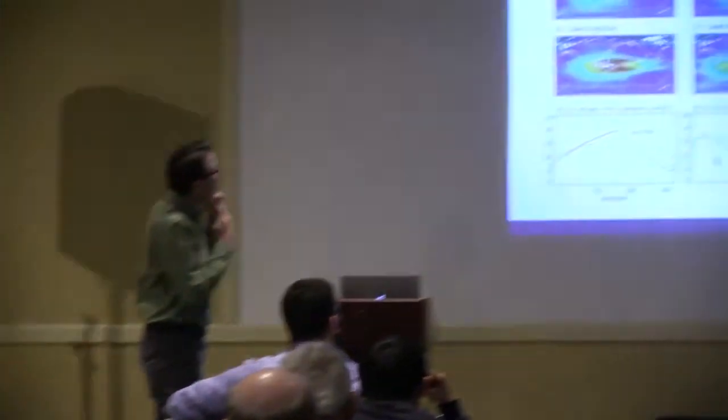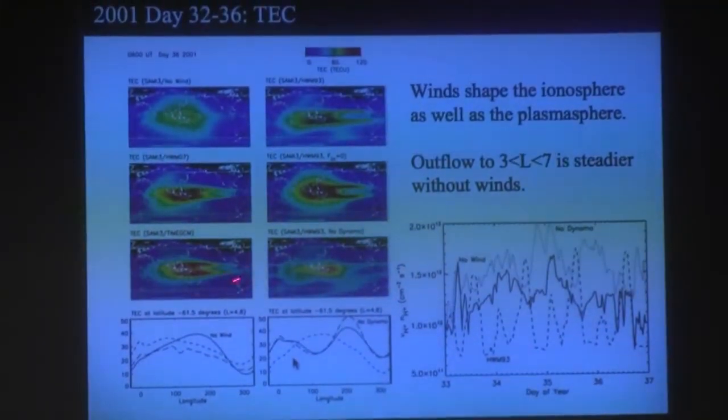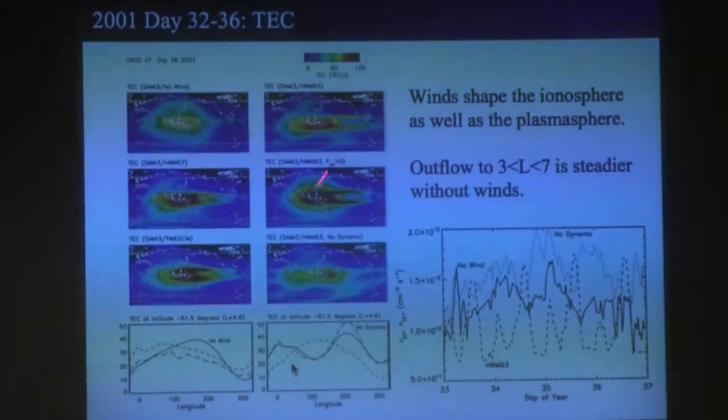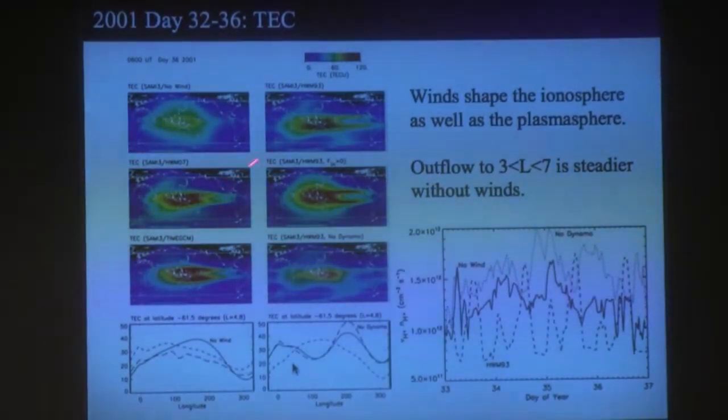So that's a clue. Turn off the ion-neutral force, not much happens. I could skip that, but it just shows that it gets round again when you turn off the dynamo. So now we're trying to get a handle on this. And these are the TEC maps for all 6 cases. These are 6 different wind cases: no wind, HWM07, time GCM 93. And these are the 2 variations on 93.